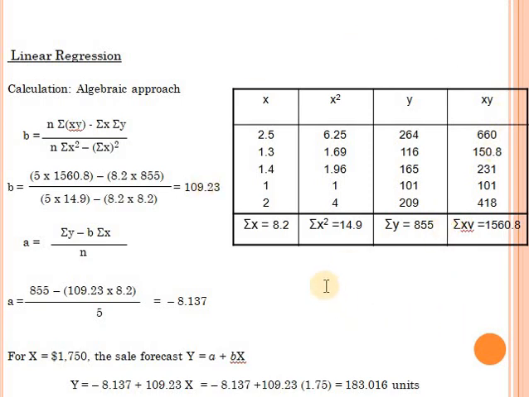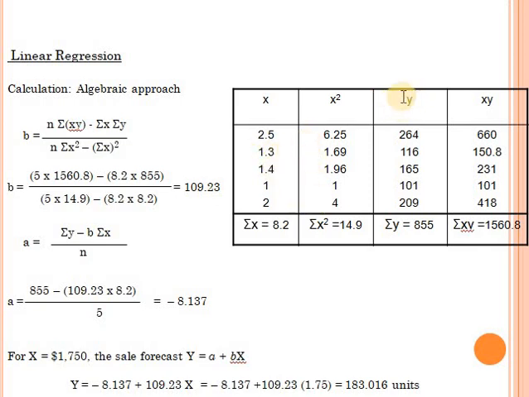As you see, I will begin by putting the value of x. This is the given. Then I create a new column and I say that this is x squared. I just square the values that I got here. So 6.25 is the square of 2.5. This one is the square of 1.3 and so on.